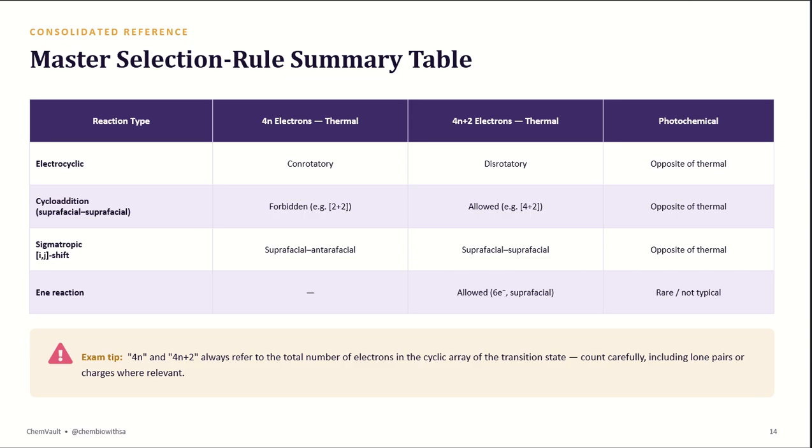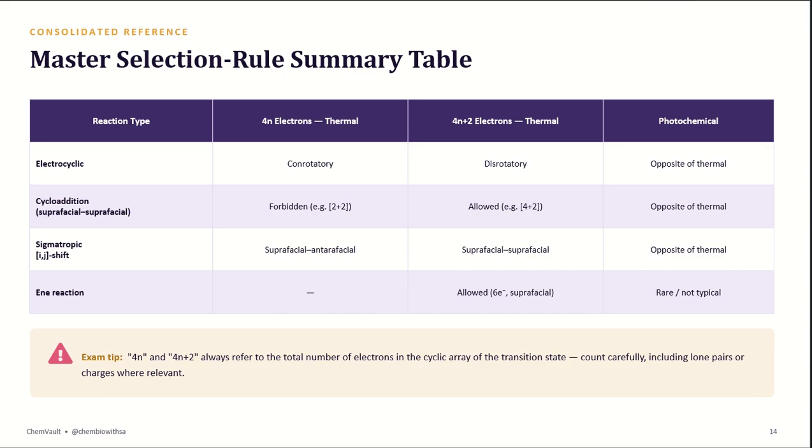Master selection rule summary table. Let's bring everything together in one master table, because this is the slide you should screenshot and revise the night before your exam. For electrocyclic reactions, 4n electrons thermally gives conrotatory, 4n plus 2 gives disrotatory, and photochemical always flips it. For cycloaddition, in the simple suprafacial sense, 4n is forbidden, think 2 plus 2, and 4n plus 2 is allowed, think 4 plus 2, again reversed photochemically.